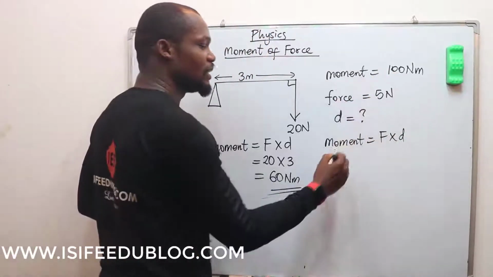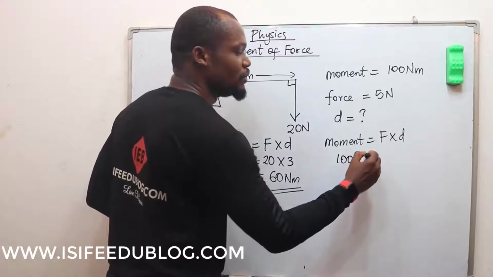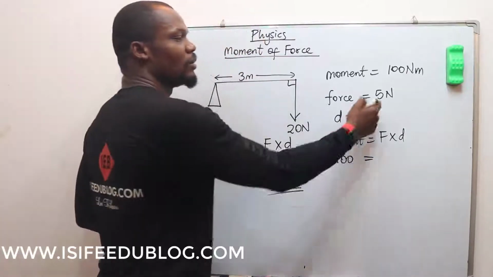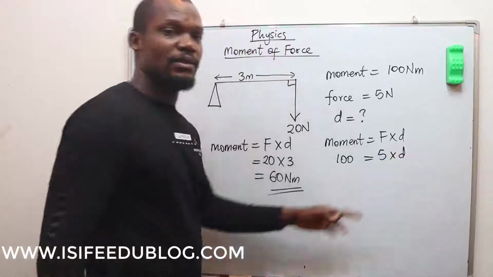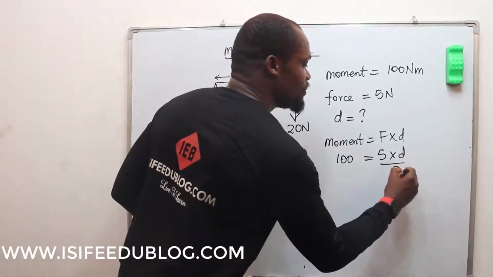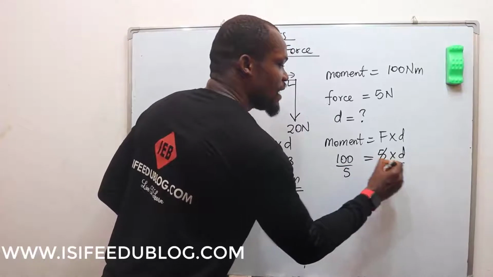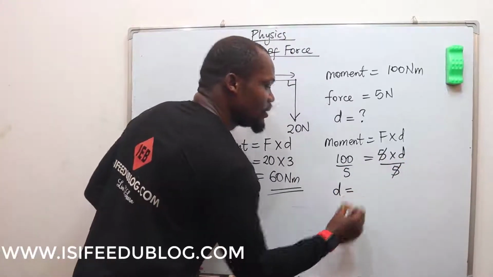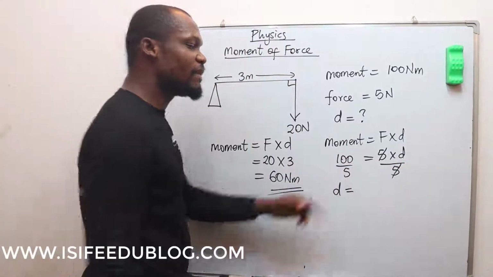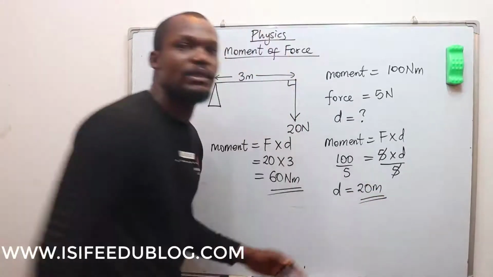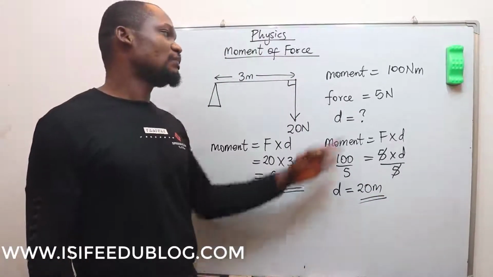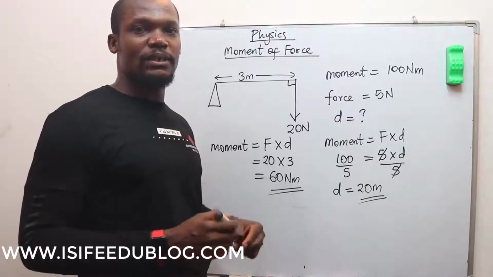And the moment is already given as 100 Newton meter. It is equal to the force, which is 5, times the distance. Hence, we divide both sides by 5. When this 5 cancels this 5, we have the distance. 100 divided by 5 gives us what? 20 meters. That means that the distance between the force and the turning point is 20 meters.